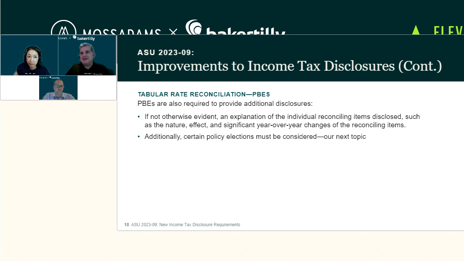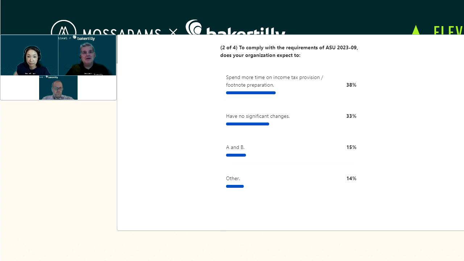We got 89%, and let's see what the answers are. It looks like overall the answer is spend more time on footnote preparation, which makes sense given the disclosure. 33% have no significant changes. A and B the same, or other. I'm not sure again what other means.